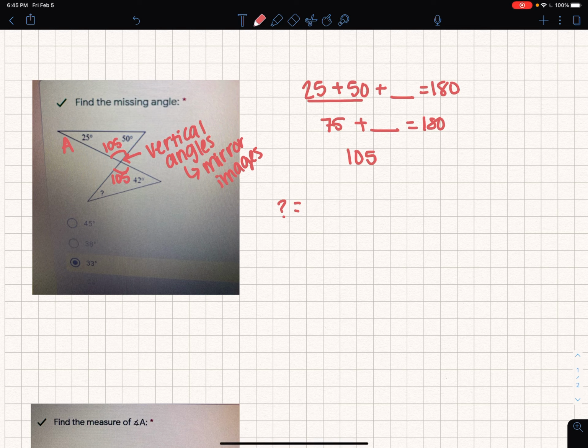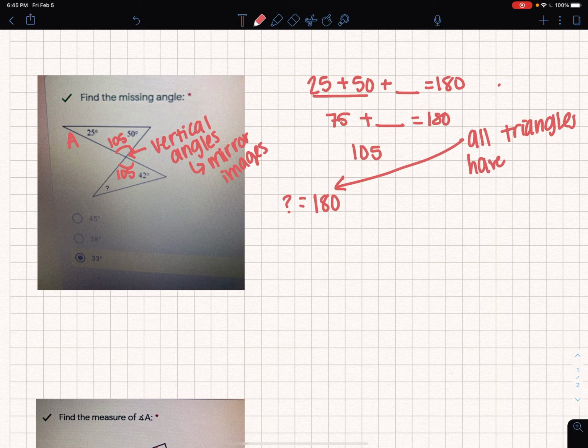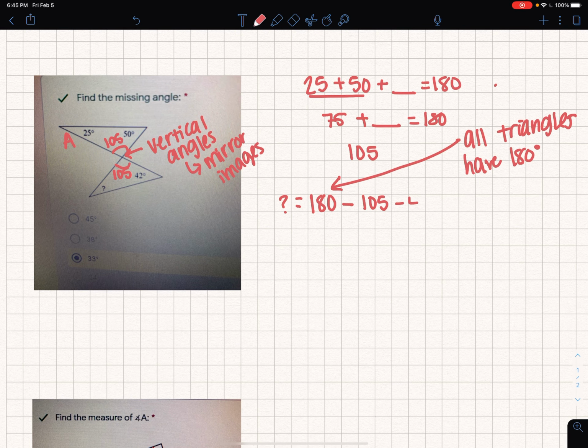Now that I have this, I can go ahead and find my question mark. My question mark will be equal to 180, which is the measure that all triangles add up to. Let's say that differently. All triangles have 180 degrees. So I can subtract my two angles from 180 to find my question mark. I can subtract 105 and 22 from it.